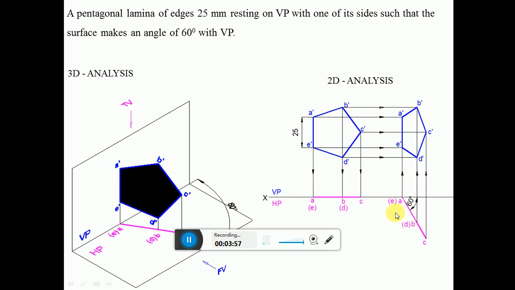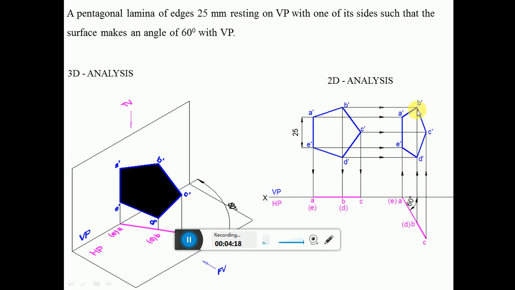And then from each of these points you draw vertical projectors, and then the corresponding horizontal projectors from the respective points. You can see A dash and A, you get this point. E dash and E, you get this point. Similarly from D dash and D, you get this point.